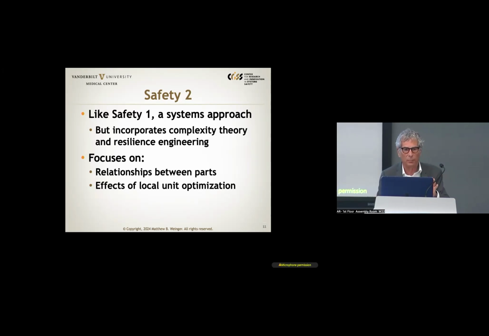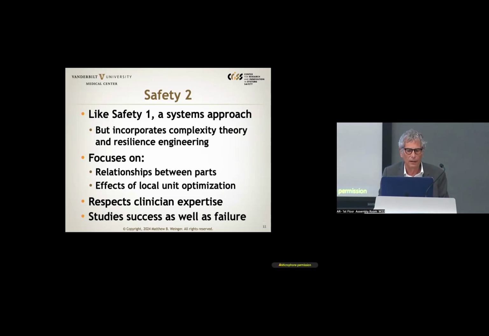And this is especially problematic when you see local unit optimization. For example, events that are shown to be related to patients that go from the emergency department to the OR: it's the local optimization, either in the emergency department or the OR, for their priorities that leads to miscommunication, broken relationships, and ultimately to errors. Safety 2 respects clinician expertise and engages them, and thus success is as important, if not more important, to study than failure.